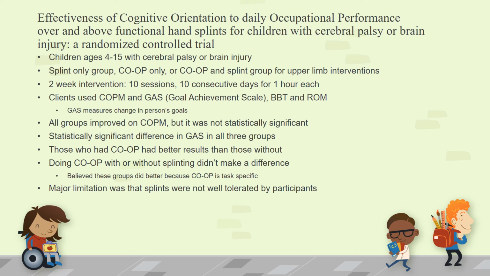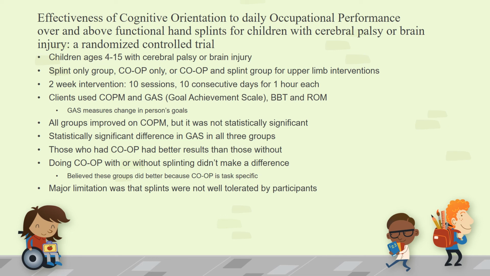So at the end of the study, they found that all the groups improved on the COPM, but there was no statistically significant difference between the beginning and the end. However, there was a statistically significant difference in GAS in all three groups. And those who had CO-OP had better results than those without. Also, on the Box and Block Test and wrist range of motion, there is a statistically significant difference between the splint only and the CO-OP only group, with the CO-OP only group doing better for both of these tests than the splint only group.